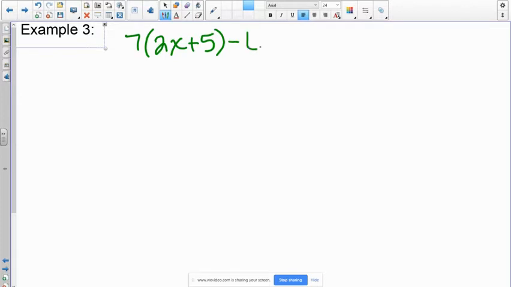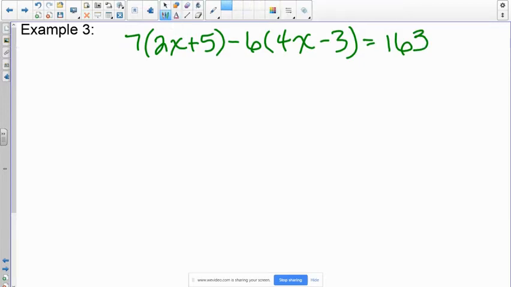So start this problem with 7 times 2x plus 5. And then we're going to subtract 6 and multiply that times 4x minus 3. And that's all going to be equivalent to 163. So the first thing you have to do, first step always is to distribute. You have to get rid of your parentheses. So if you think about PEMDAS, parentheses is your first step.